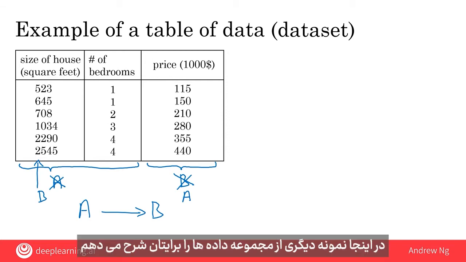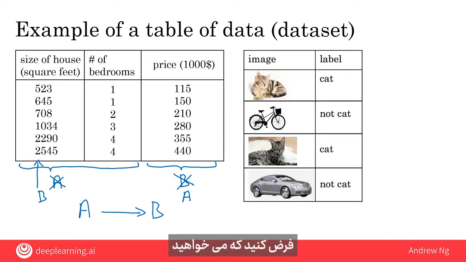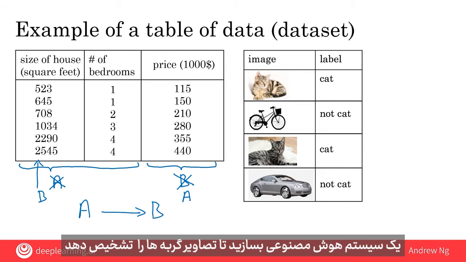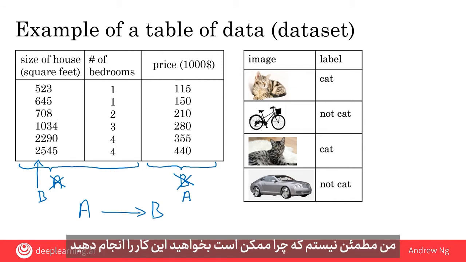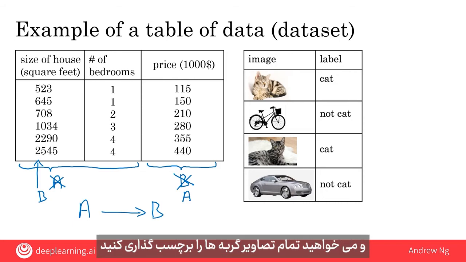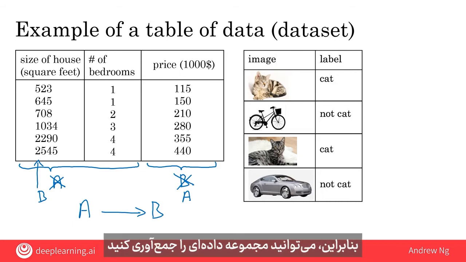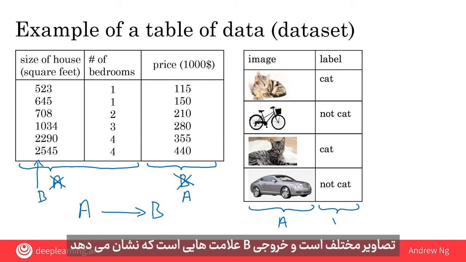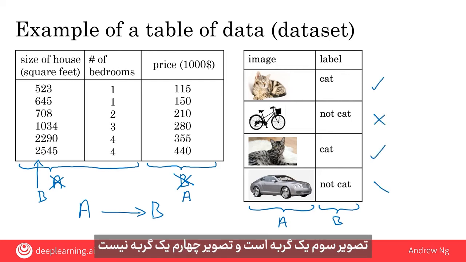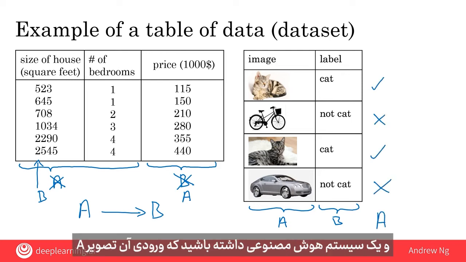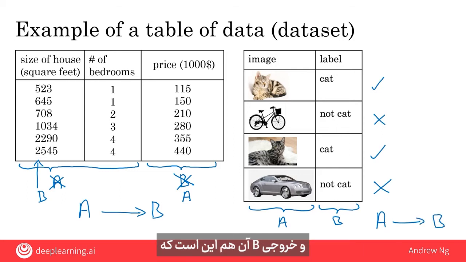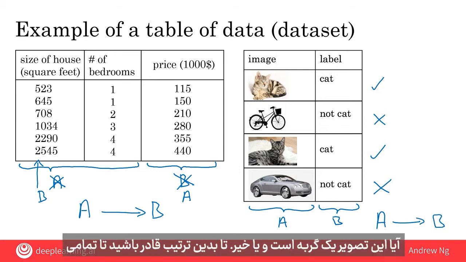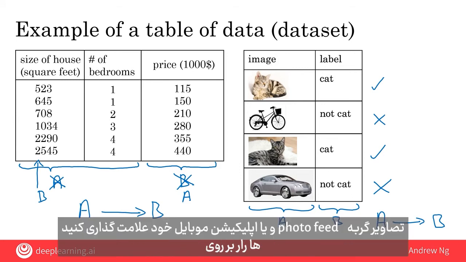Here's another example of a data set. Let's say that you want to build an AI system to recognize cats in pictures. I'm not sure why you might want to do that, but maybe you have a fun mobile app and you want to tag all the pictures of cats. So you might collect a data set where the input A is a set of different images, and the output B are labels that say, first picture is a cat, that's not a cat, that's a cat, that's not a cat, and have an AI take as input a picture A, and output B, is it a cat or not, so you can tag all the cat pictures on your photo feed or on your mobile app.